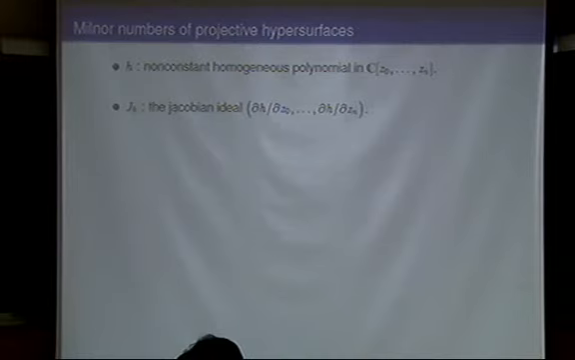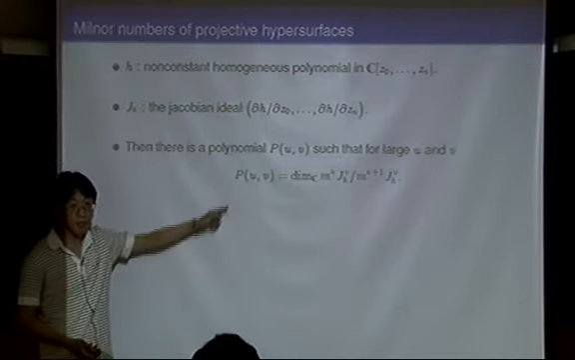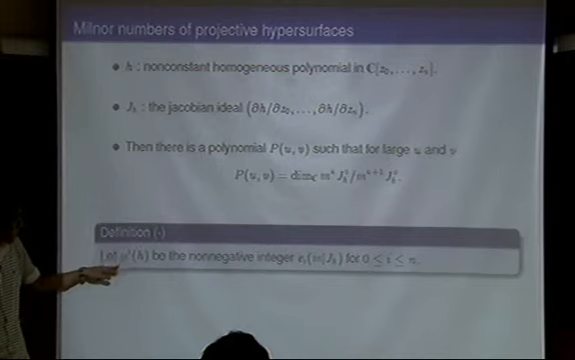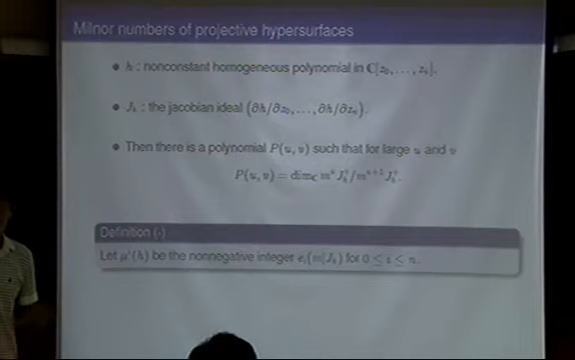So let H be a non-constant homogeneous polynomial in n plus 1 variables. And we form the Jacobian ideal generated by the partials of H. Then we look at the mixed multiplicity of m and the Jacobian ideal. In other words, we look at the growth of these algebras. Then we have a polynomial, and we look at the leading term, and there are n plus 1 coefficients, and we'll define the ith Milnor number of H to be the non-negative integer e_i(m|J_H). So we have n plus 1 well-defined numbers.